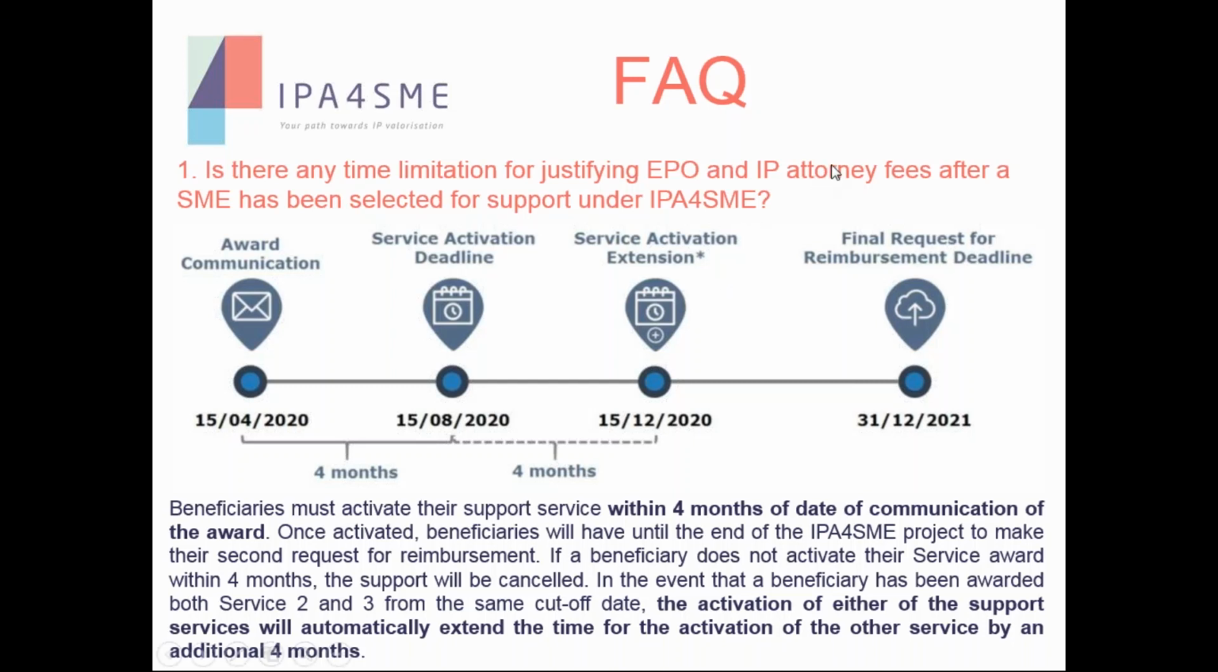So it's really important also to notice that in the event that a beneficiary has been awarded both service 2 and service 3 from the same cutoff date, the activation of either of the support services will automatically extend the time for the activation of other services by an additional 4 months. This means that in the case you activate service 2, but you still don't have the invoices related to service 3, once you activate service 2, you will have an additional 4 months to activate service 3. So please do everything without being in a hurry, because you have a lot of time to provide us valid documentation.